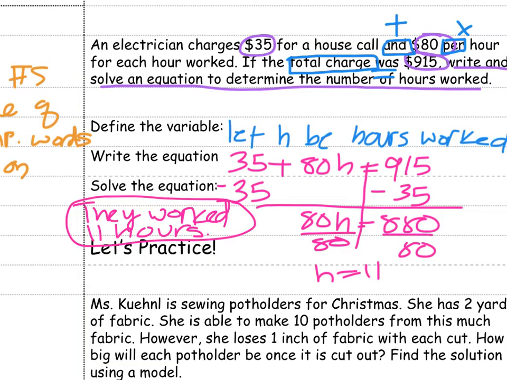Alright, so hopefully you got that they work 11 hours. So I said H was my hours, and then I set up my equation. It starts off at 35, and they charge $80 per hour. And the total was this much. So we were looking for the amount of hours, right? So after I solved for H, I got 11, and I just wrote that sentence.